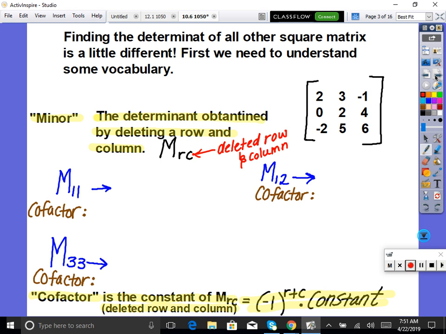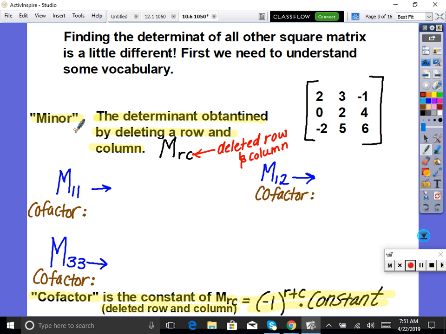The first vocabulary word is minor. You do need to know what minor means. A minor is the determinant obtained by deleting a row and a column. Once again, a minor is basically a minor determinant. You're going to create a determinant by deleting a row and column.